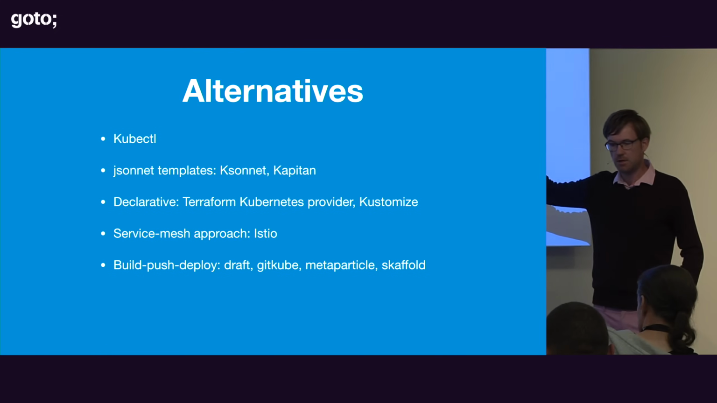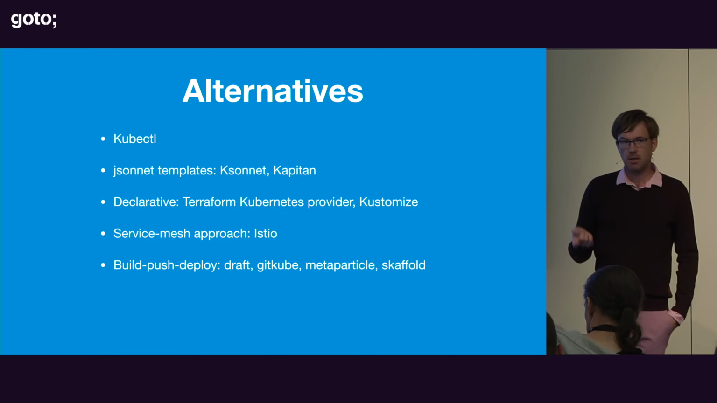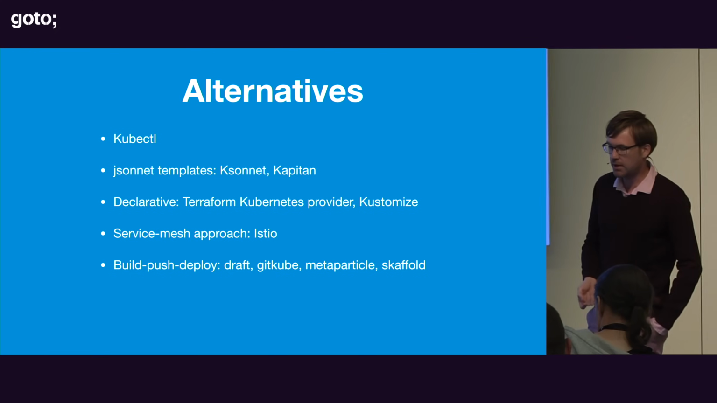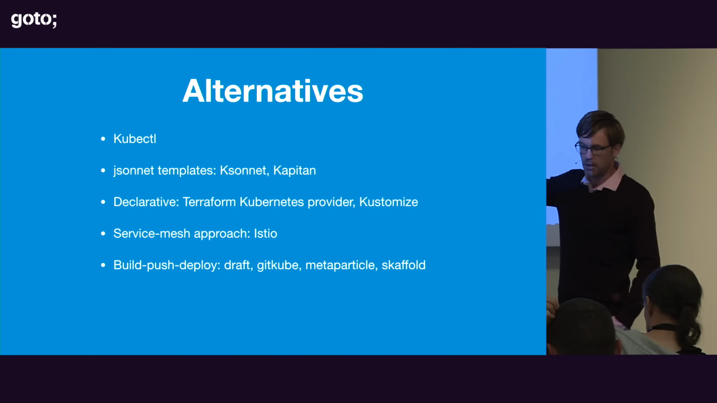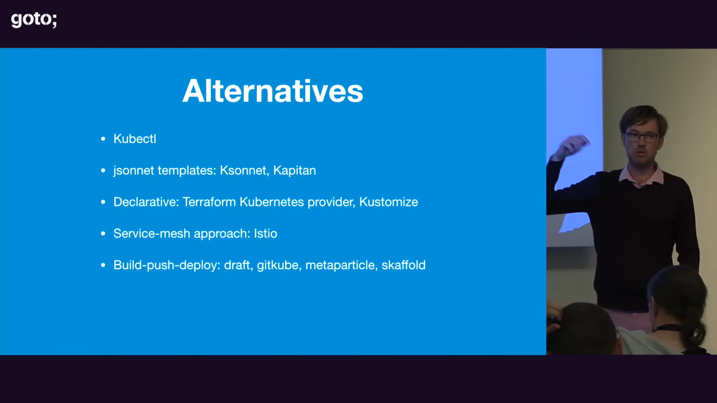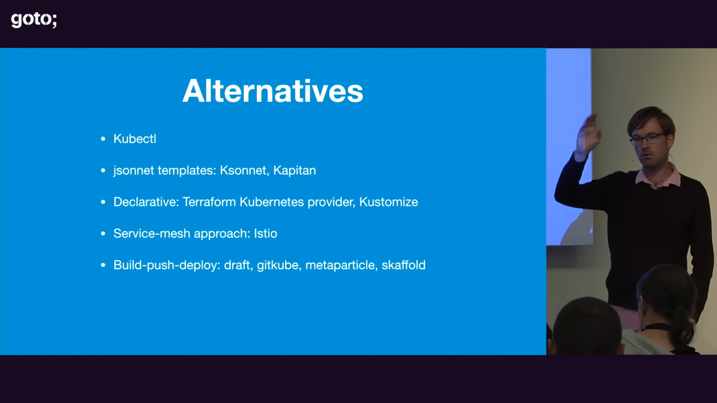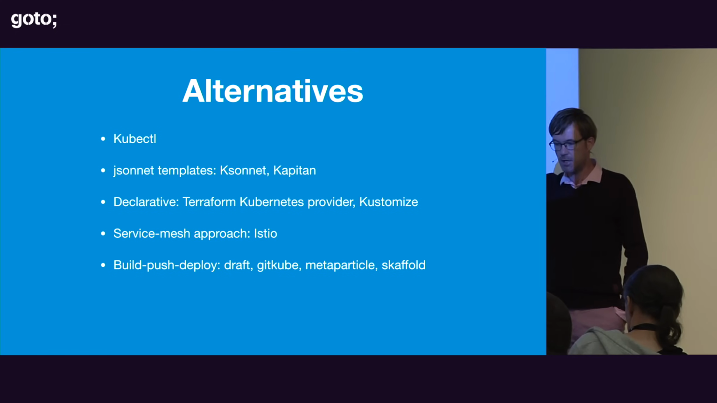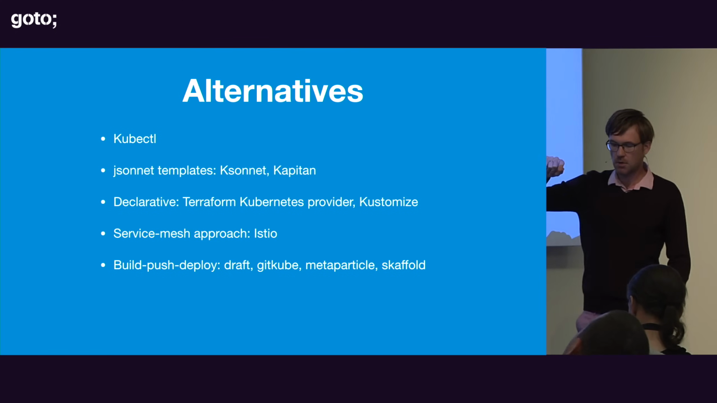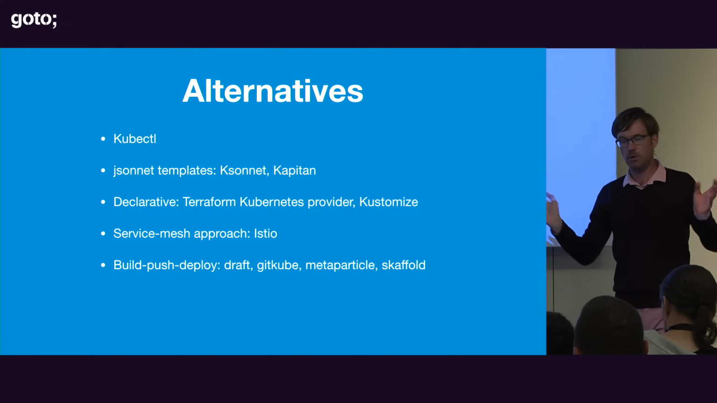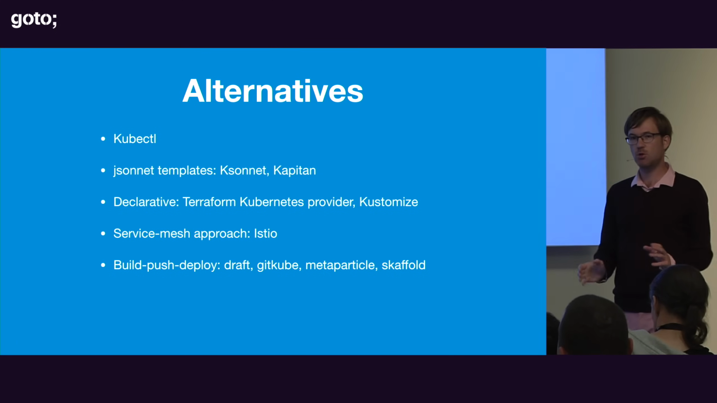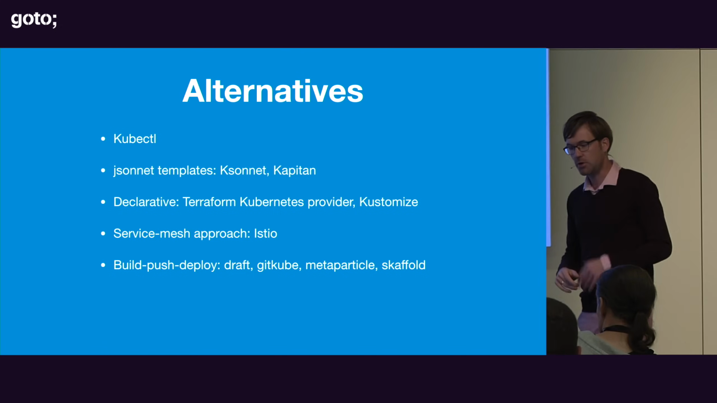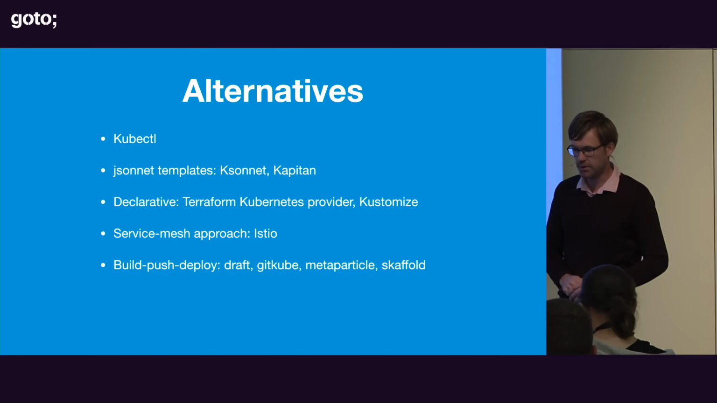I found KSonnet and Kapitan. You also have declarative approaches, which is pretty nice, I think, if you're more from a developer's perspective. I mentioned Terraform, but there's also Kustomize. So instead of having templates in your YAML file, you actually declare the kind of resources you want with the DSL. I know people say, well, we don't interact with our Kubernetes on this level. We use a service mesh approach for managing. So Istio was named as an alternative.